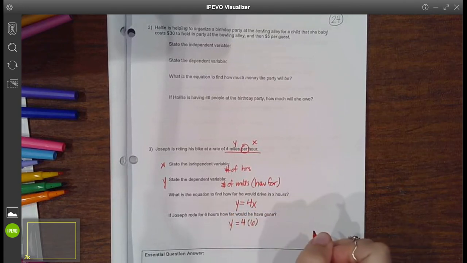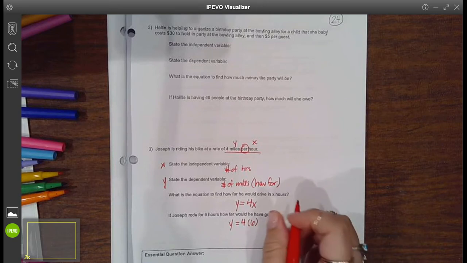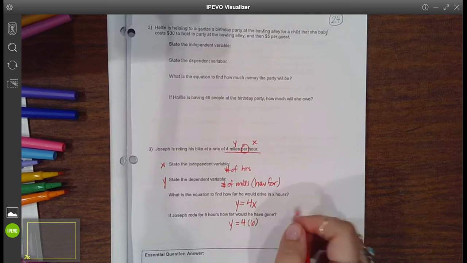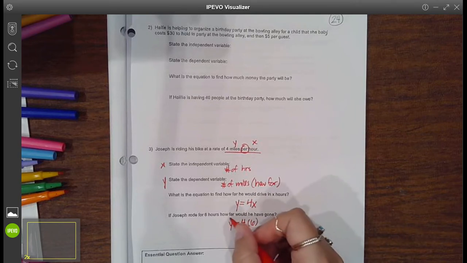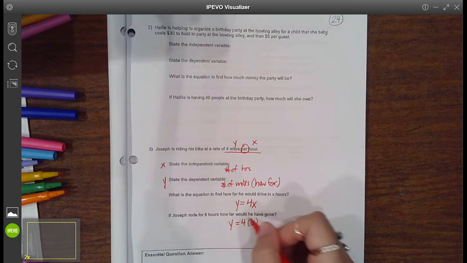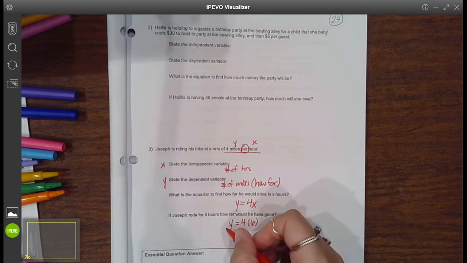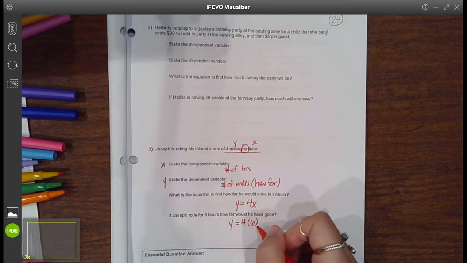Sometimes they might tell us the y. Like if he were to say, if he went a total of 48 miles, how long did he ride his bike for? So then we would have plugged 48 in for y and had to solve for x, the number of hours. Okay. Sometimes they could give you the y. They don't always give you the x, but most of the time they give you the x.